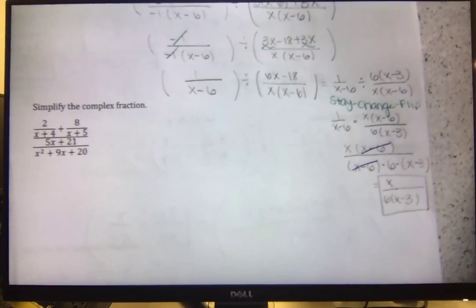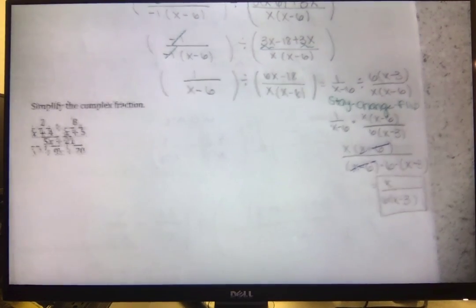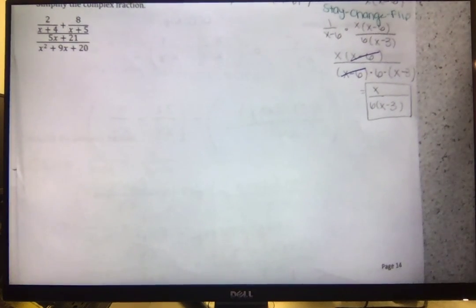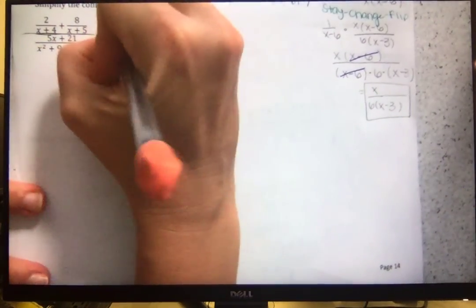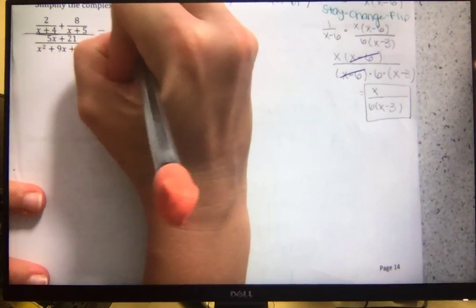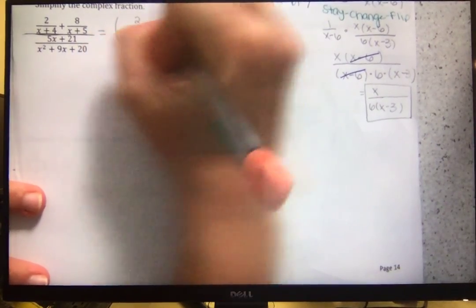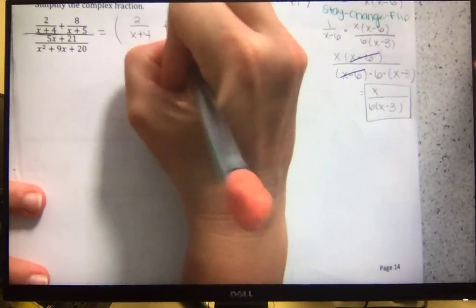All right, so last one for this section. We can do it. Last one. 2 over x plus 4 plus 8 over x plus 5, all over 5x plus 21 all over x squared plus 9x plus 20. Looks scary, but let's just dive right into it. So this middle fraction bar, same thing as before. We're going to rewrite it as division. I'm going to move this down here.